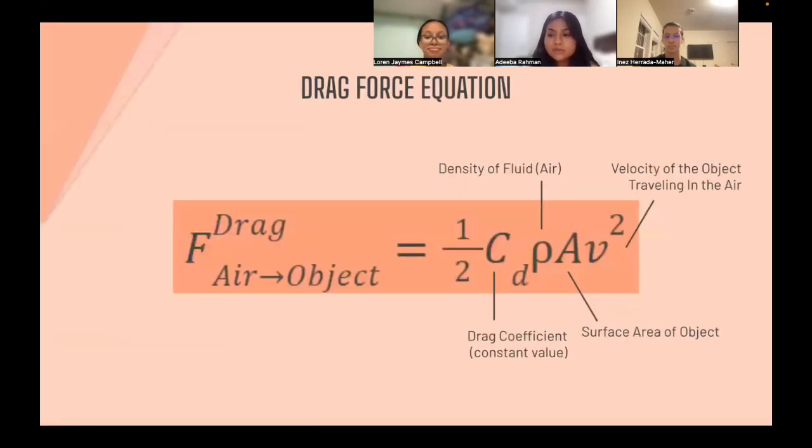Here is a drag force equation. As you can see, there is a drag coefficient value, which is constant. The density of fluid, which in our experiment is the air, the surface area of the object, and the velocity of the object that is traveling in the air. In our experiment, the only variable that we changed was the surface area.